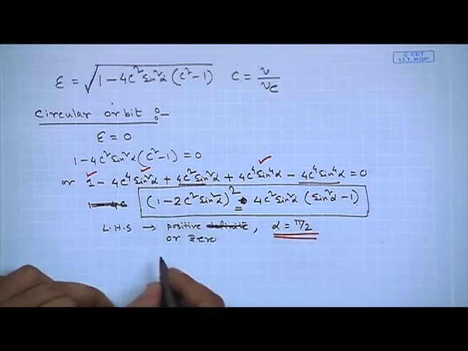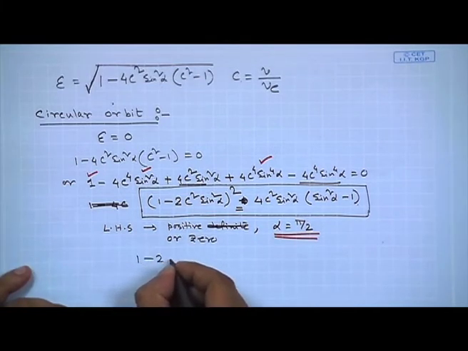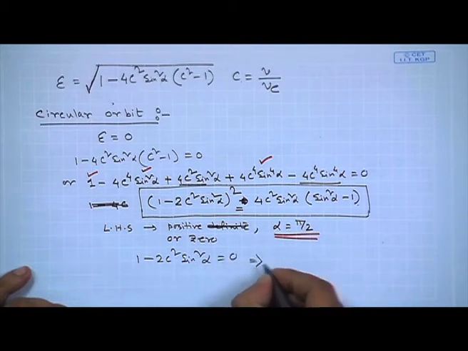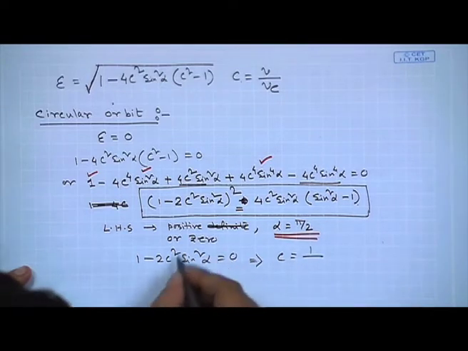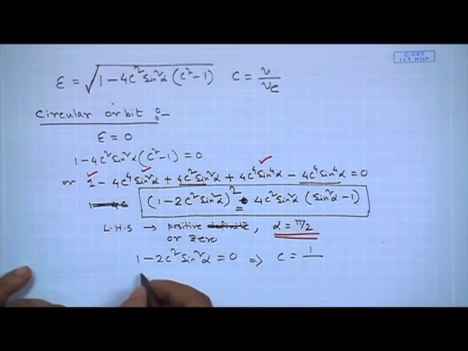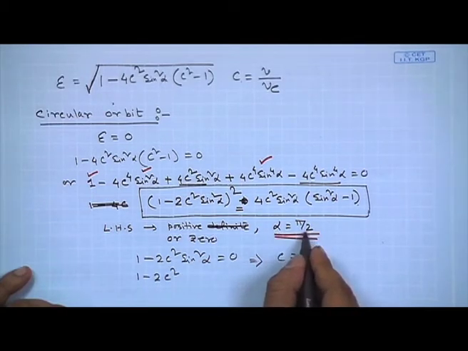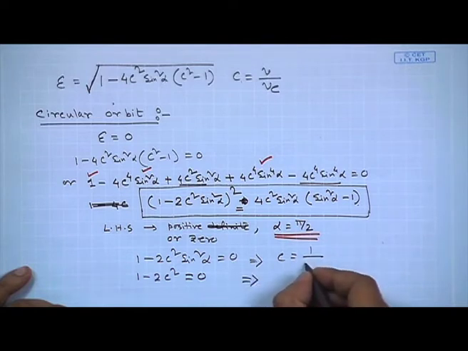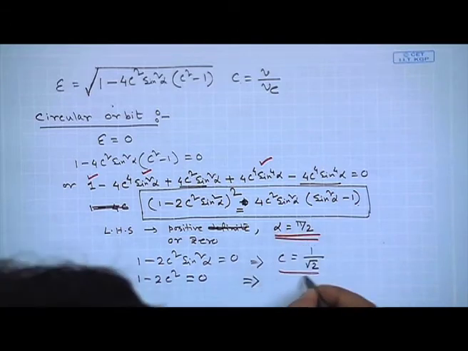Now if this is equal to 0, then from the left hand side we have 1 minus 2 c square sin square alpha equal to 0. We have to put the value of sin square alpha. So if we put alpha equal to pi by 2, sin square alpha is equal to 1, so 1 minus 2 c square equal to 0, which gives c equal to 1 over root 2. Okay. So this is another condition.